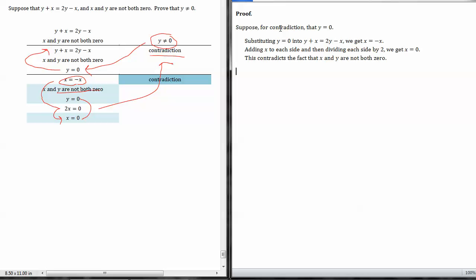And just to sum up, we supposed that y equals 0, we got a contradiction, therefore we can conclude that y is not equal to 0. And we're done.